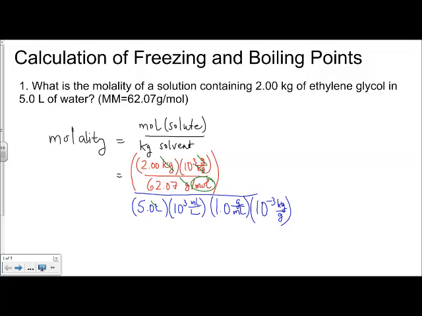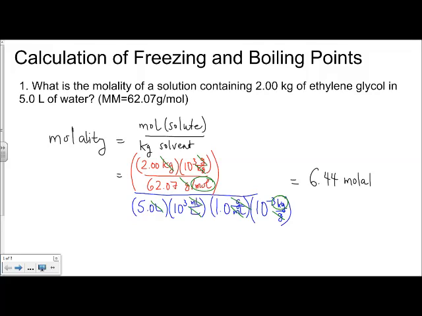Check the units. We have moles of solute on the top. We have kilograms of solvent on the bottom. A lot of units there to keep track of. Now you just do the math, and we have the molality of our solution, or the molal.